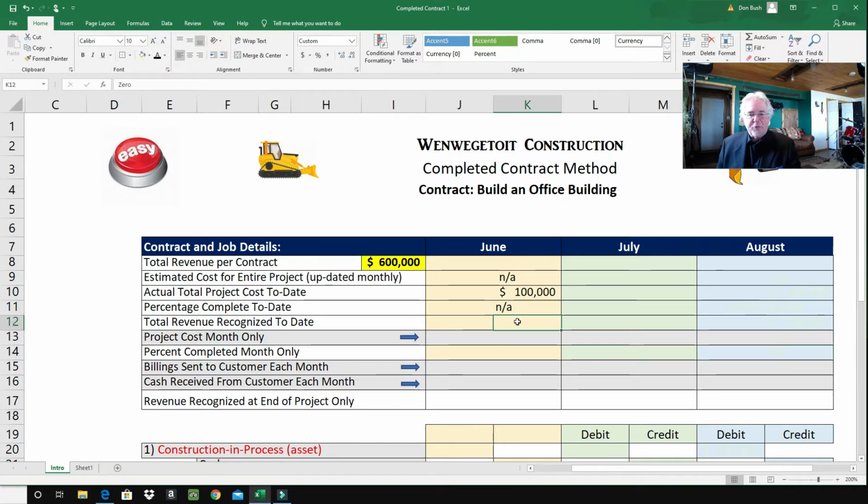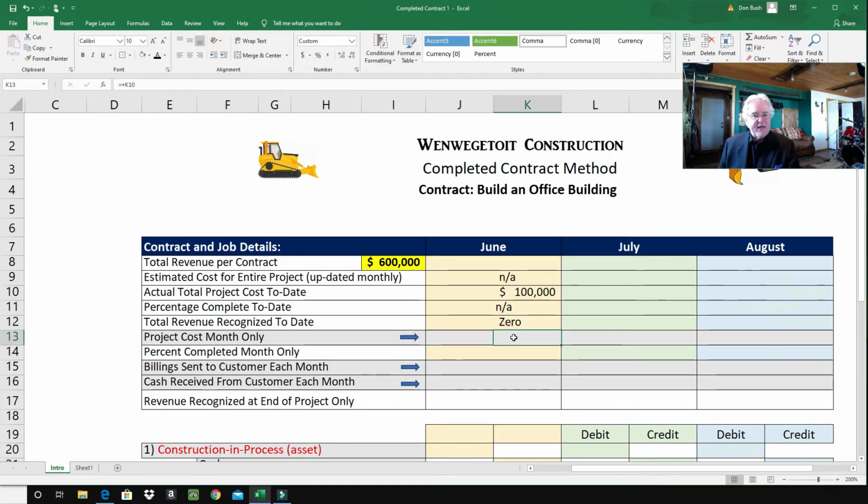Total revenue recognized today, well, we're not recognizing revenue until we complete the project, and that's where we are different than the percentage completion method. With the percentage completion method, we recognize revenue each and every month as we complete the project. But with the completed contract method, we don't need to do that. We're not going to recognize any revenue until we are done. So what do we have here? Zero. We're not recognizing any.